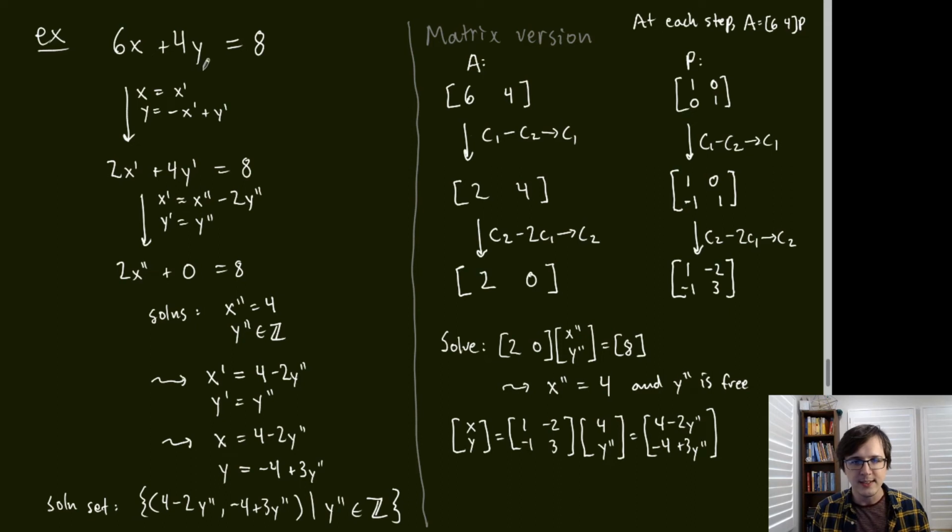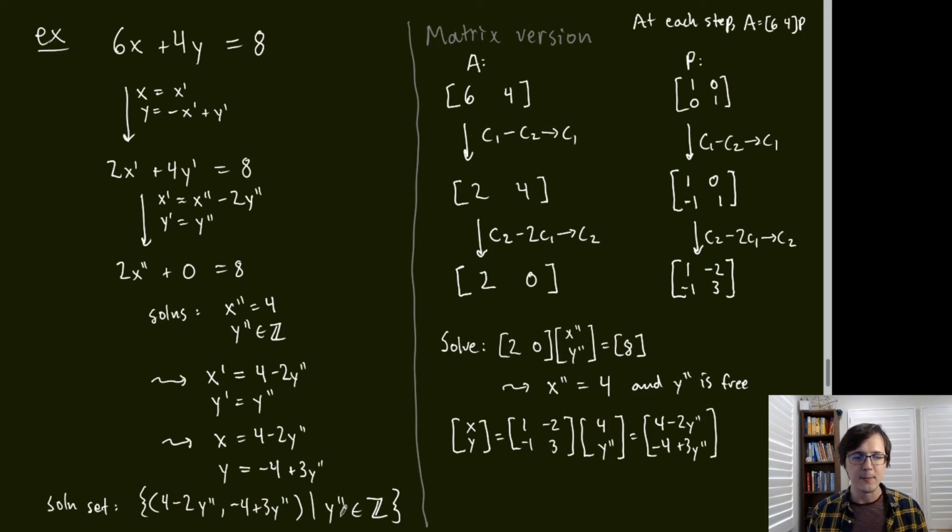Now reversing this process, we see that x prime is x double prime minus 2y double prime, and I substitute them in to get 4 minus 2y double prime, and y prime is y double prime. Then undoing the next substitution, x is x prime, which is, again, 4 minus 2y double prime. But then y is minus x prime plus y prime, so it's minus 4 plus 2y double prime plus y double prime, which is minus 4 plus 3y double prime, and then that gives us the solution set.